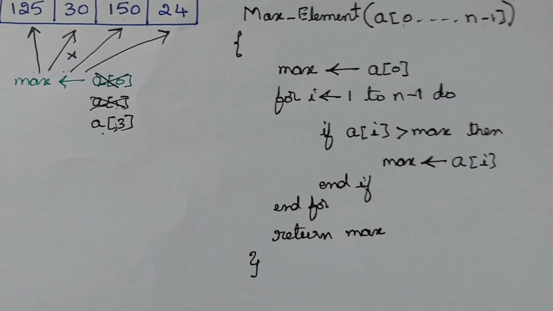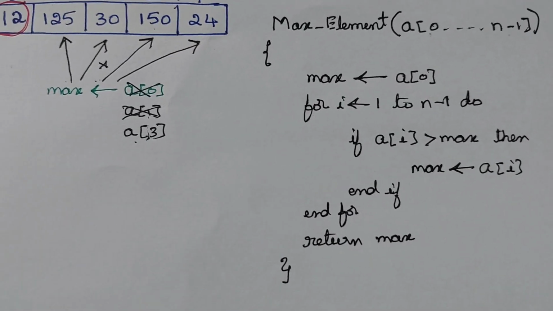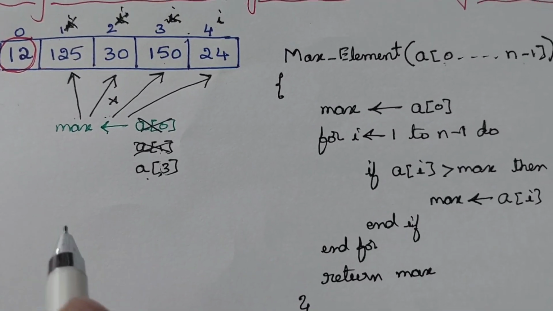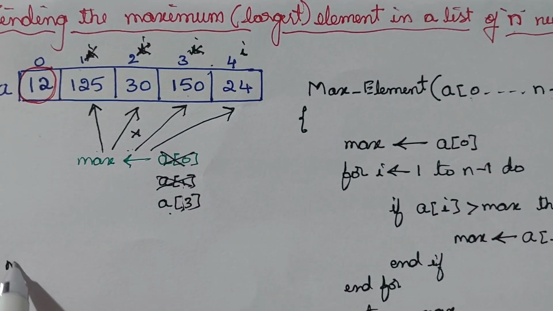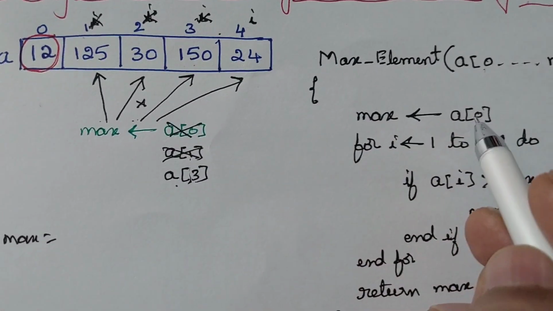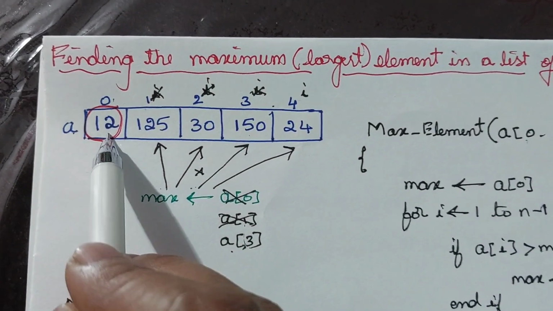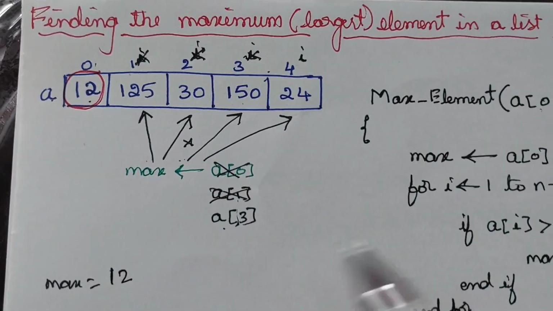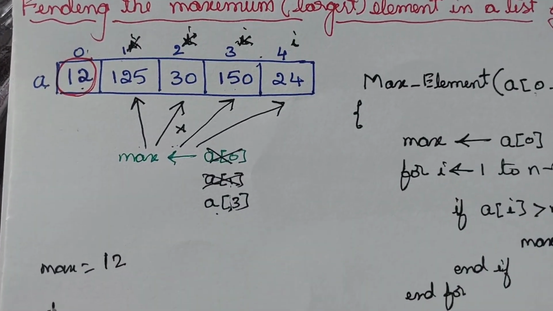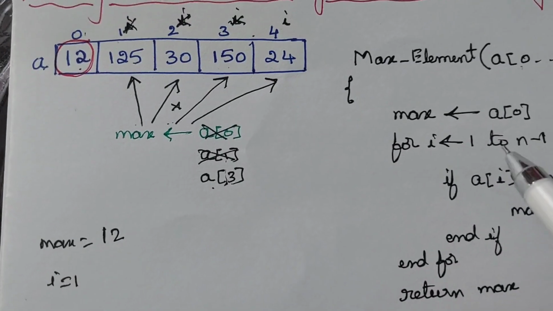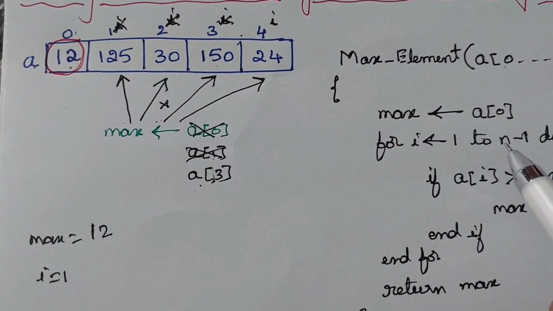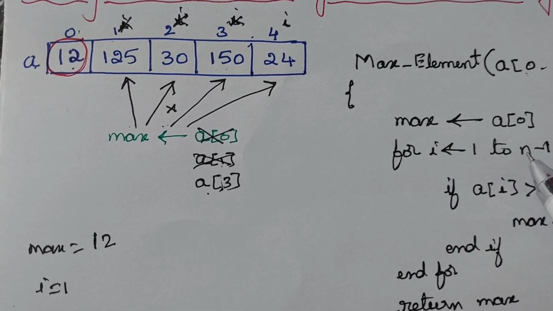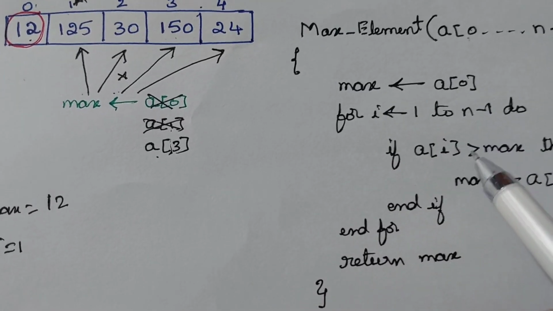Let us trace this with an example, with this example only. Initially this is our array. Initially max is equal to A[0]. A[0] is 12, so max is equal to 12. Next, for I equal to 1. This is equivalent to checking whether 1 is less than or equal to n-1, that is, I is in the range 1 to n-1. The condition is true, so it comes inside the for loop.